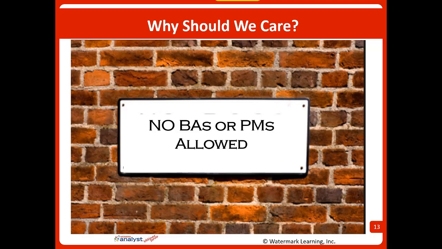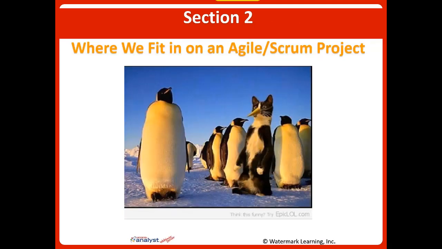I think that's destructive. I know of a couple of organizations that during their Agile transformation laid off all their BAs. They didn't need them anymore, didn't want them. And it was kind of sort of a disaster. It didn't work. We need BAs. We need PMs on our Agile projects. But where do they fit in?